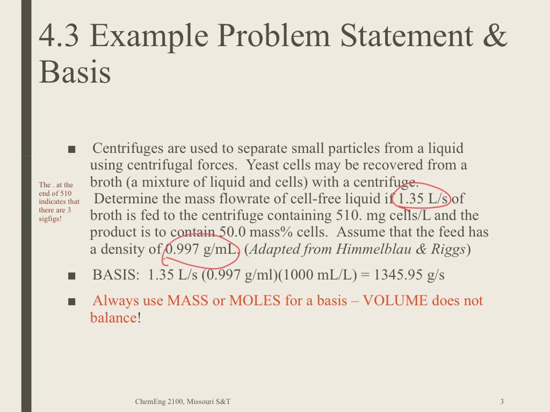They also tell us the density, 0.997 grams per milliliter. Well, I can easily convert milliliters to liters, and so therefore I can use this basis plus the density to tell me that the basis for my problem is 1,345.95 grams per second. Now remember, in the end I'm going to be saying 3 sig figs, but for all intermediate steps I want to use as many sig figs as I get out of my calculator.